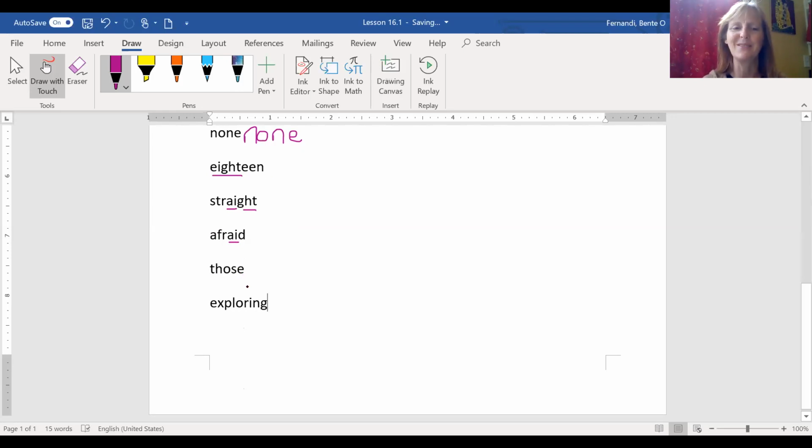Those, oh, I think I already did this one. Exploring, we have EX, and then plore. What if we dropped the E out of there? We've dropped a silent E, and we've added on ING.